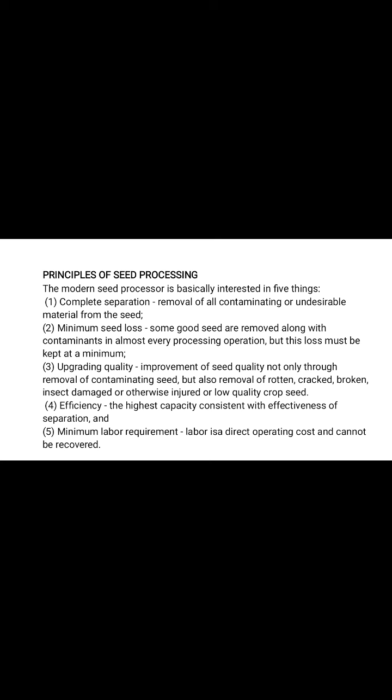Third, upgrading quality. Improvement of seed quality not only through removal of contaminating seed, but also removal of rotten, cracked, broken, insect damaged, or otherwise injured or low quality seed. Fourth, efficiency: the highest capacity consistent with effectiveness of separation. And last, fifth, minimum labor requirement. Labor is a direct operating cost and cannot be recovered. So basically the modern seed processor is interested in these five things.